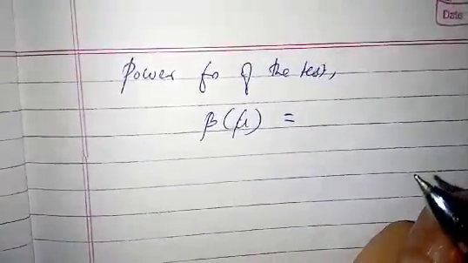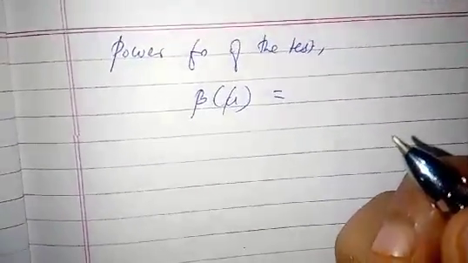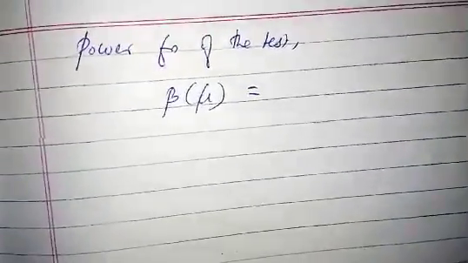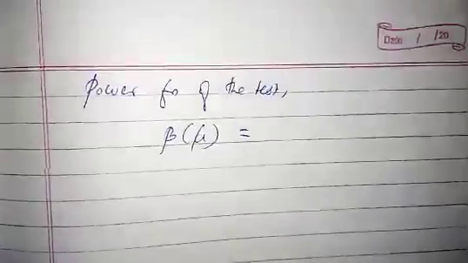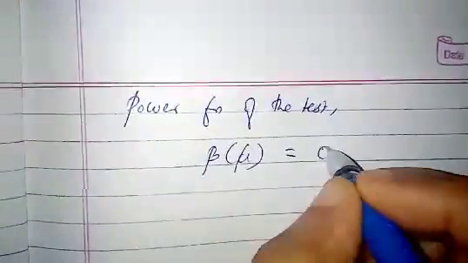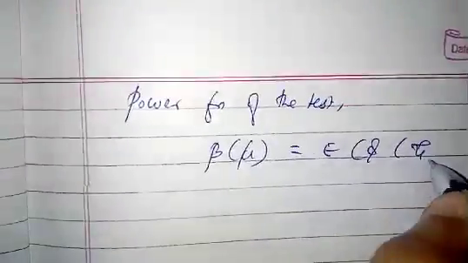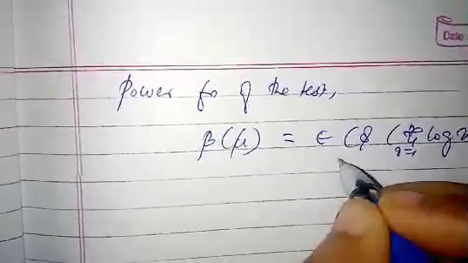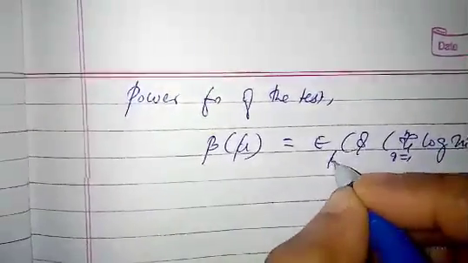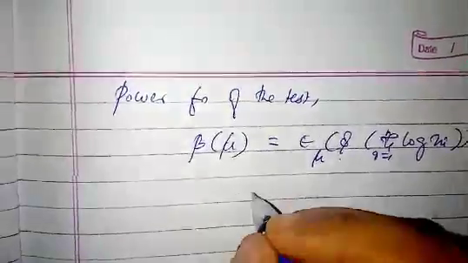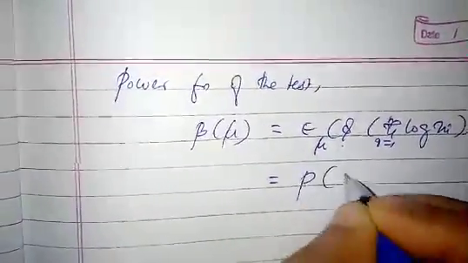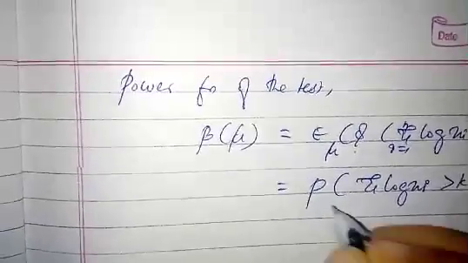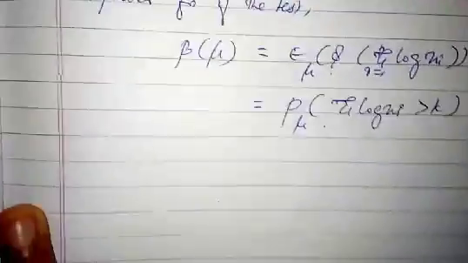What does the power function mean? Power function is rejecting H naught for the various values of the parameter on the parametric space, right? It is the expectation of phi of summation i from 1 to n log xi under the parametric space, which is equal to the probability of summation log xi greater than k on the parametric space.